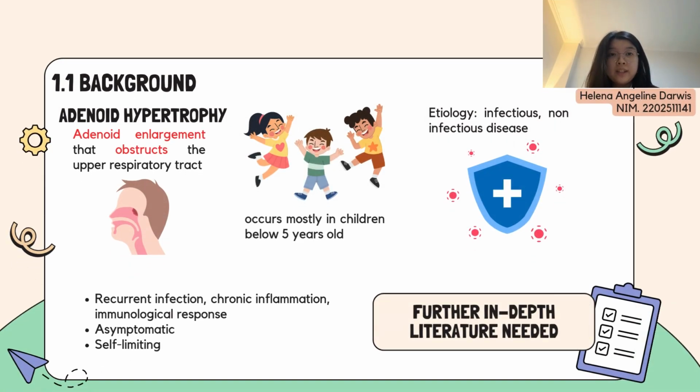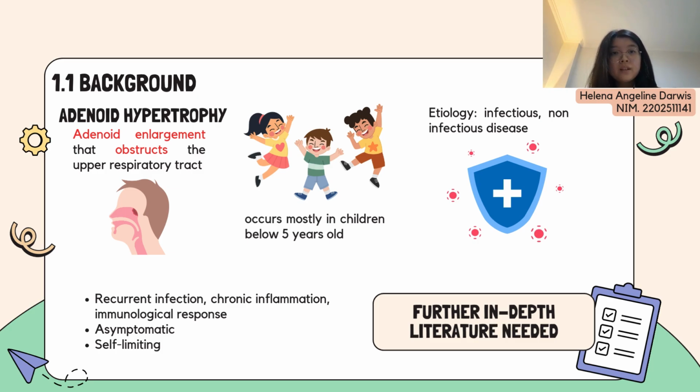Adenoid hypertrophy is an enlargement of the adenoid causing obstruction to the upper respiratory tract. This could happen due to many reasons, for example, infectious or non-infectious diseases. This disease is most commonly found in children, especially in children below the age of 5.